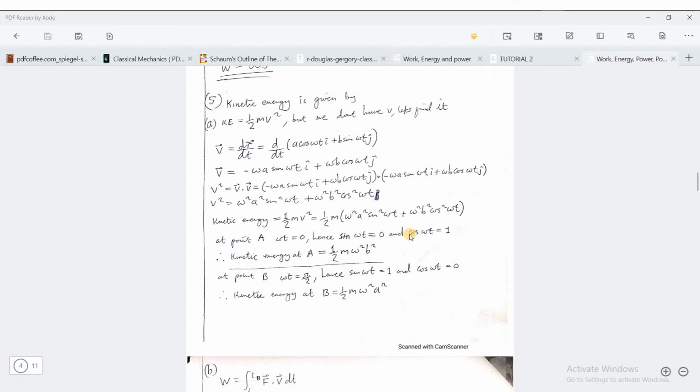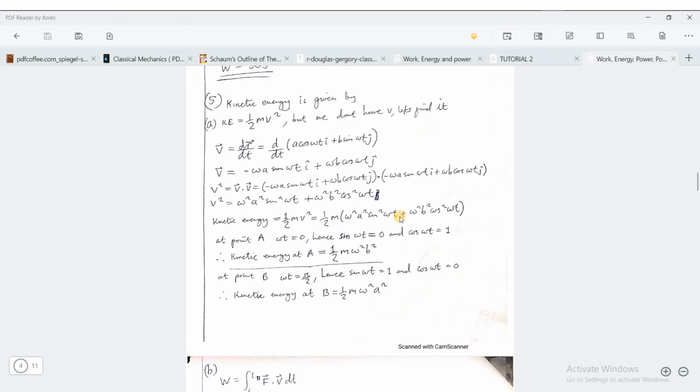Okay, so when you take this omega t and substitute in this expression here, we'll have a 1, and this whole part here will vanish. This whole part will vanish because it will become 0 according to what we've known here. Okay, and we're saying that hence the kinetic energy at A will be half m omega squared b squared. That will be the kinetic energy at A.